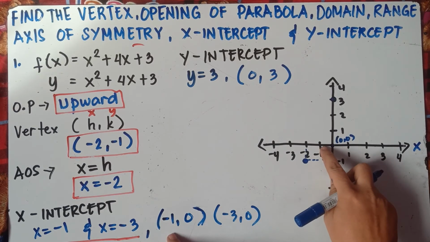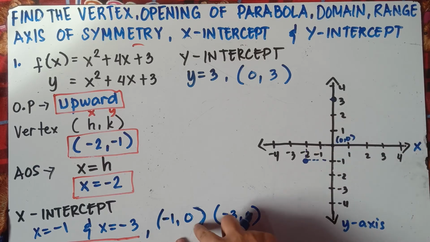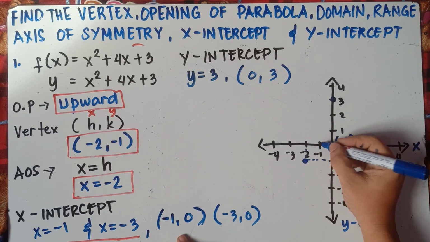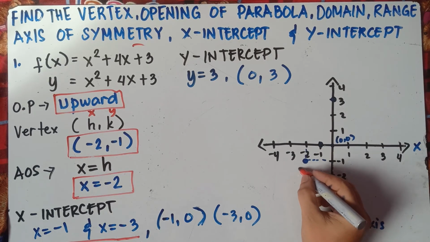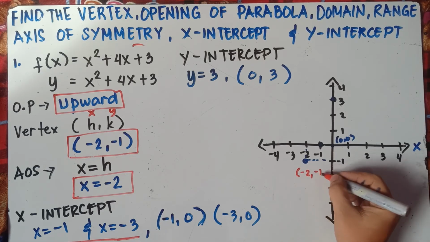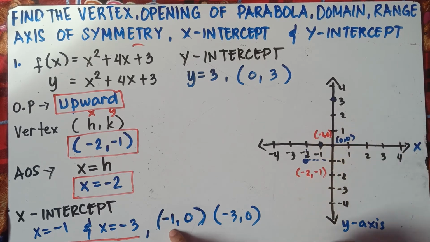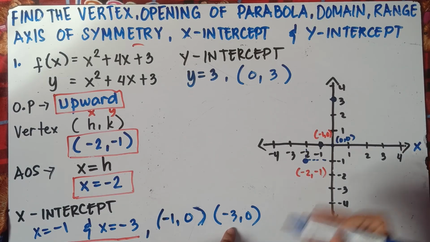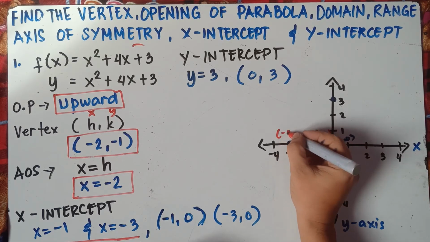Alright, so x is -1, then y is 0. So -1 for x, and y is 0, so we will not move up and down, because our y is 0. So this will be the point -1. Let me label this one: our vertex is -2, then -1. The x-intercept is -1, then 0. And the other one, we have -3 and 0.